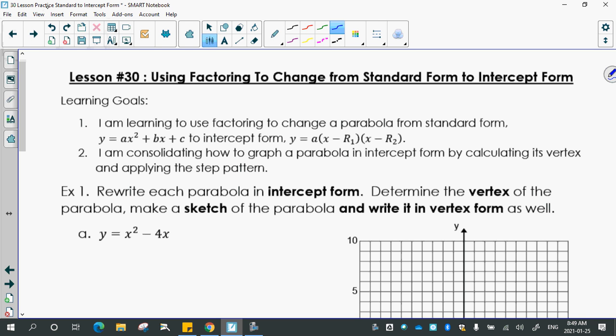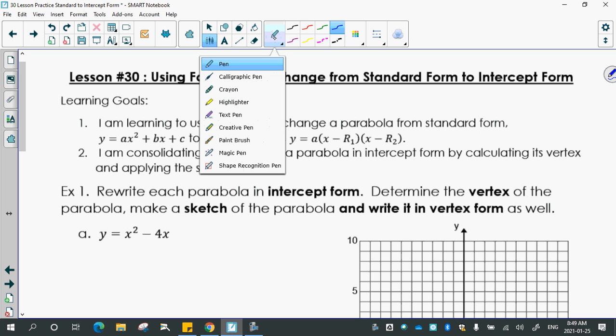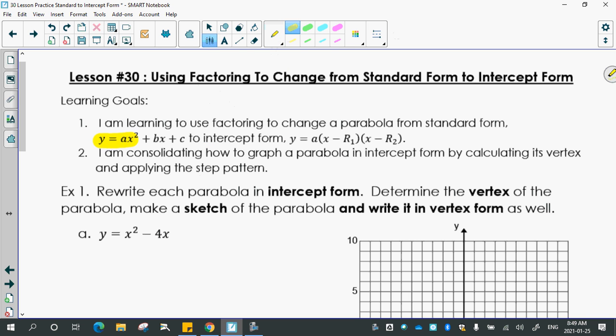So lesson 30, using factoring to change from standard form to intercept form. Our learning goals are to use factoring to change the parabola from standard form, which looks like this, to intercept form, which looks like this. So it has the A out front, and then the rest of it's factored. Okay? And R1 and R2 are the x-intercepts. Remember that from last week or 2 weeks ago?